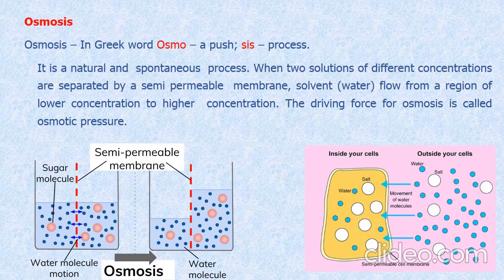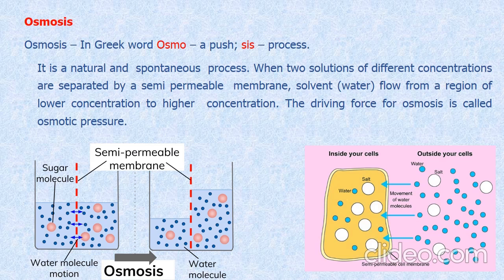First we'll learn about osmosis, then we will see about reverse osmosis. Osmo means push, sis means process. A process with a push is called osmosis, and let me tell you, it is a natural and spontaneous process. For this process we need not supply any energy at all. It is natural and spontaneous in nature.